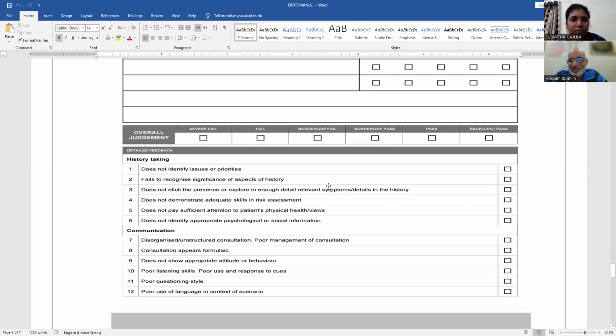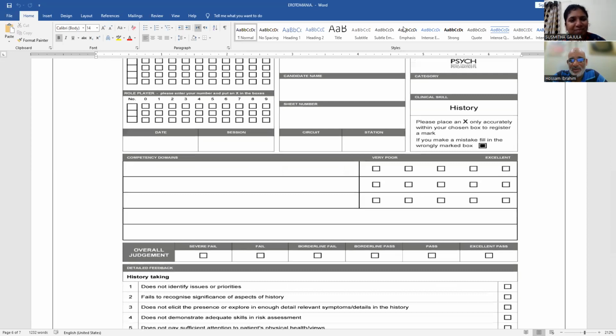Again, this is not a pass or fail, just to help you understand how to use this mark sheet. Thank you so much, Doctor. Very clear. Okay, I hope that you found it helpful. Okay, so who would like to go next?